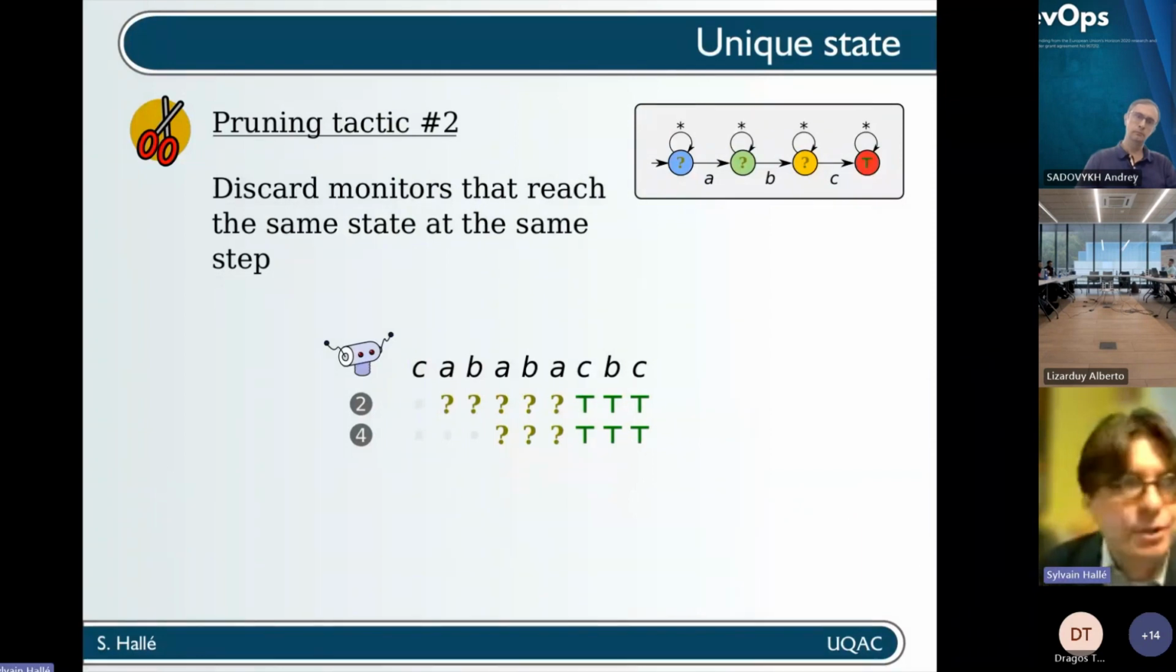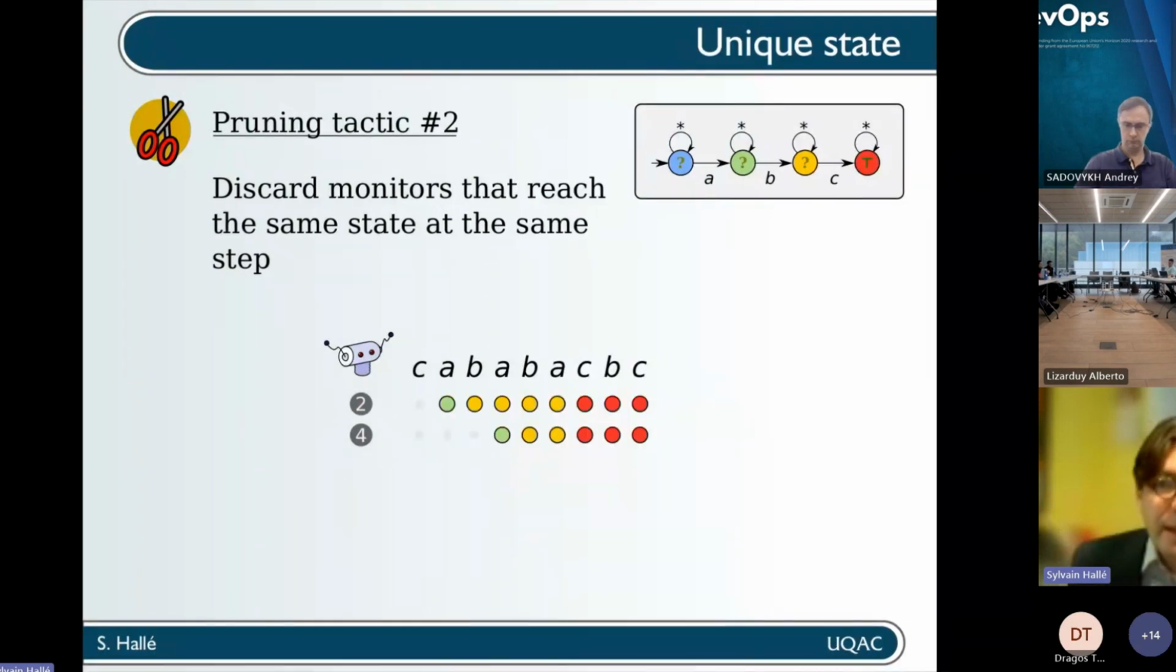The second pruning tactic is to discard monitors that reach the same state at the same step. So you have an example here with monitors number 2 and 4, with the portion of the trace that they read. If we draw the states of these monitors, you can observe that after the second beat in the trace, both monitors are in the yellow state. And so the pruning tactic number 2 says we can discard either of these monitors, and then we have the choice of which one we keep and which one we delete.